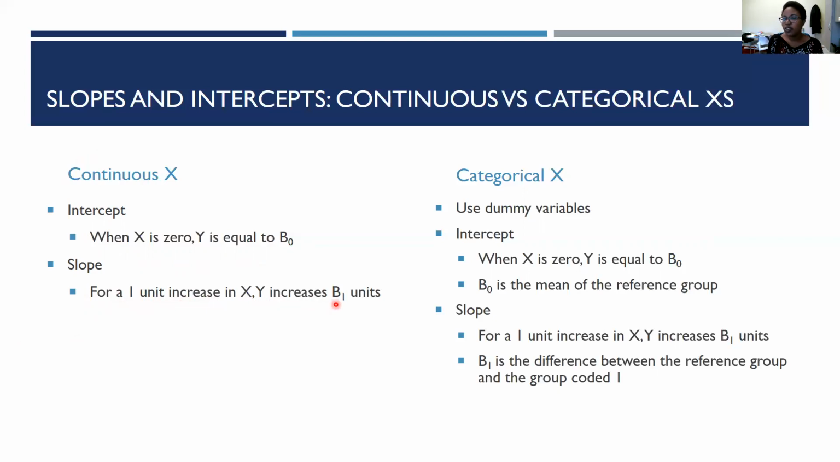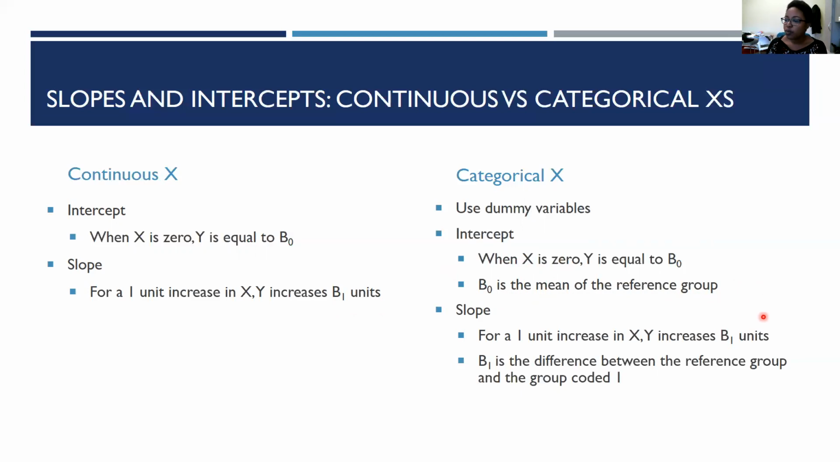When we get a categorical x, that's when we're going to start using our dummy variables. Remember, a dummy variable is where one group is coded 0 and the other group is coded 1. So when we have the intercept, when x is 0, all of our x's are 0, that means we're just looking at the mean of that group that is coded 0, that reference group. That's what we call the reference group, the group that's coded 0. So our intercept now is representing when x is 0. We're not taking into account the other group, we just have our reference group left over.